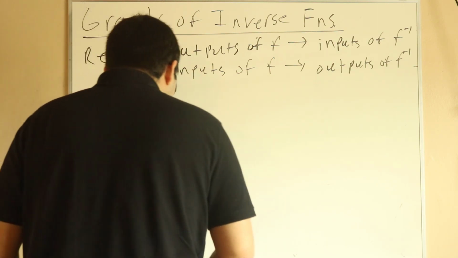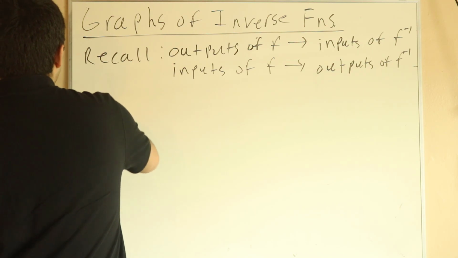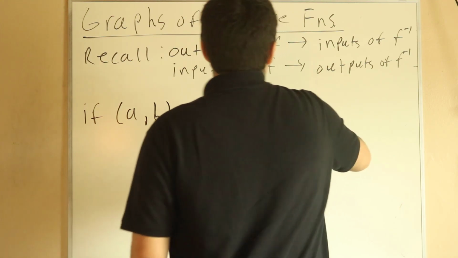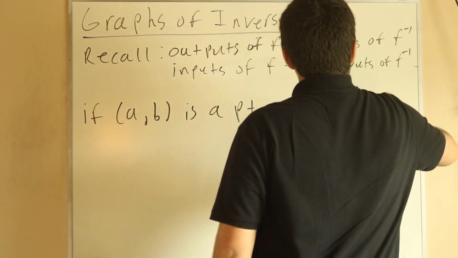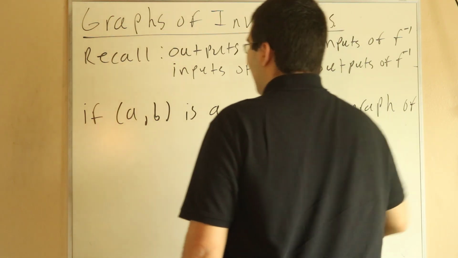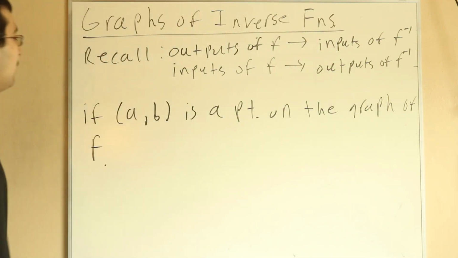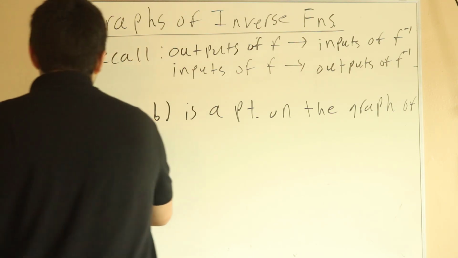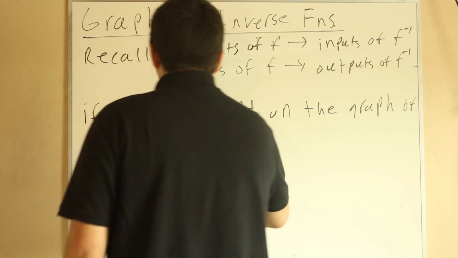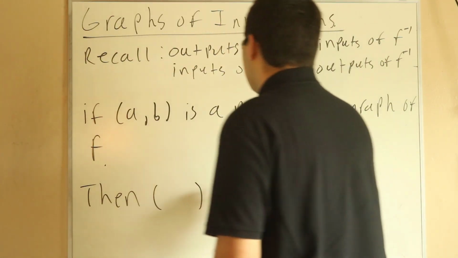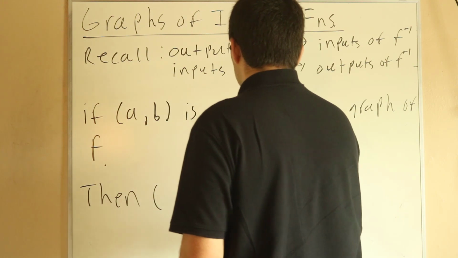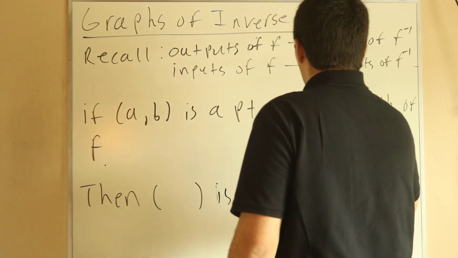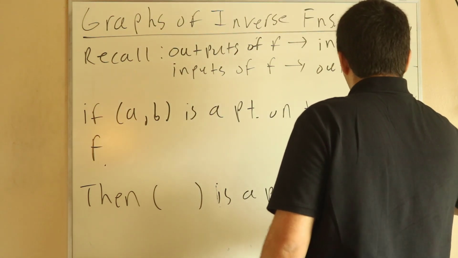What I mean by that is, if (a, b) is a point on the graph of f, if I have a point (a, b) on the graph of f, then I can make a claim about a certain point being a point on the graph of f inverse.